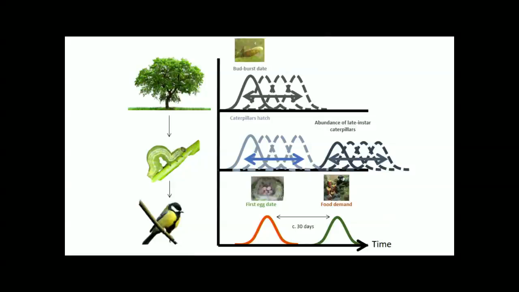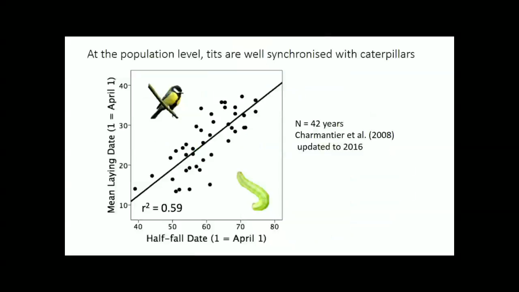And we know quite a bit about the causes of that timing at the level of the population. Large-scale climatic factors predict the relative timing of these peaks. And both birds and caterpillars seem to respond in the same way to these climatic factors. And the result of that is that over time, the timing of breeding of birds and the half-fall date, which is the peak date of caterpillars in the environment, are closely synchronized.